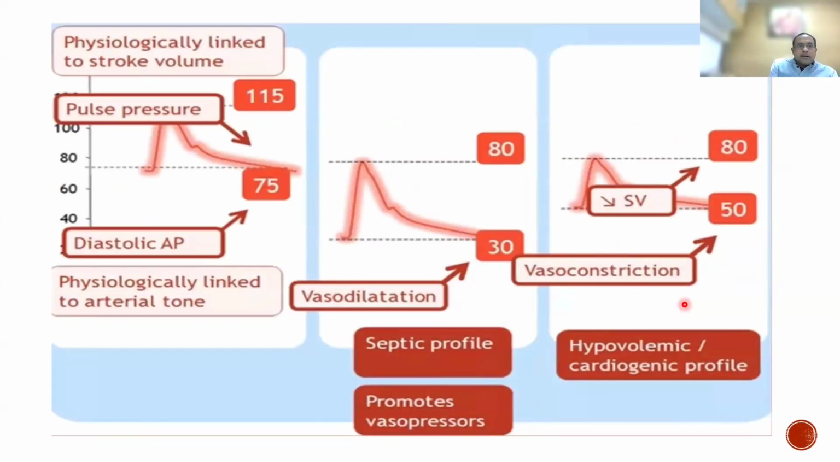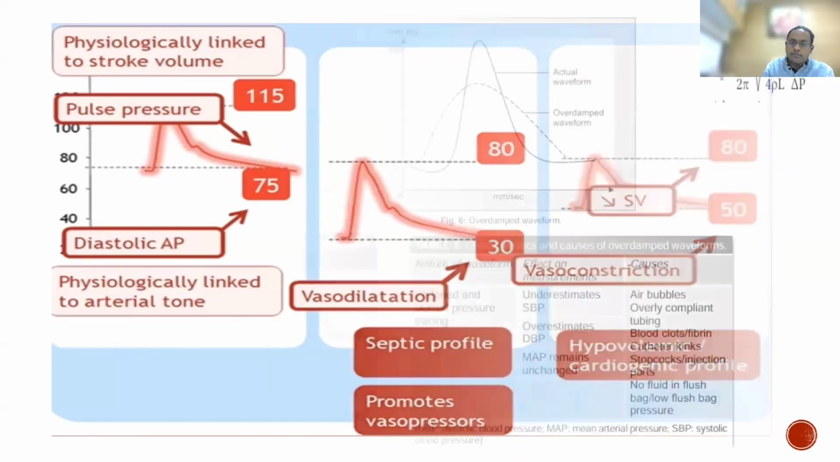The pulse pressure is physiologically linked to stroke volume. The diastolic blood pressure is linked to arterial tone, as we have discussed repeatedly. You have to remember this, and you have to interpret your patients' hemodynamics as per this graph. In vasodilated states, as in a septic profile, if the diastolic blood pressure is less than 30, irrespective of the mean blood pressure, you should think of starting vasopressors. In a vasoconstricted state, there is a narrow pulse pressure, and probably the stroke volume is also low. This would also happen in hypovolemic shock.